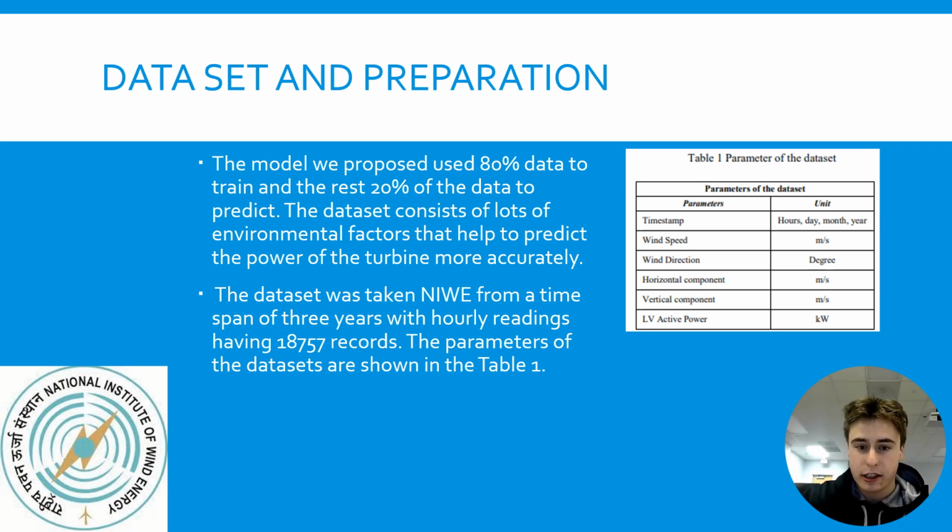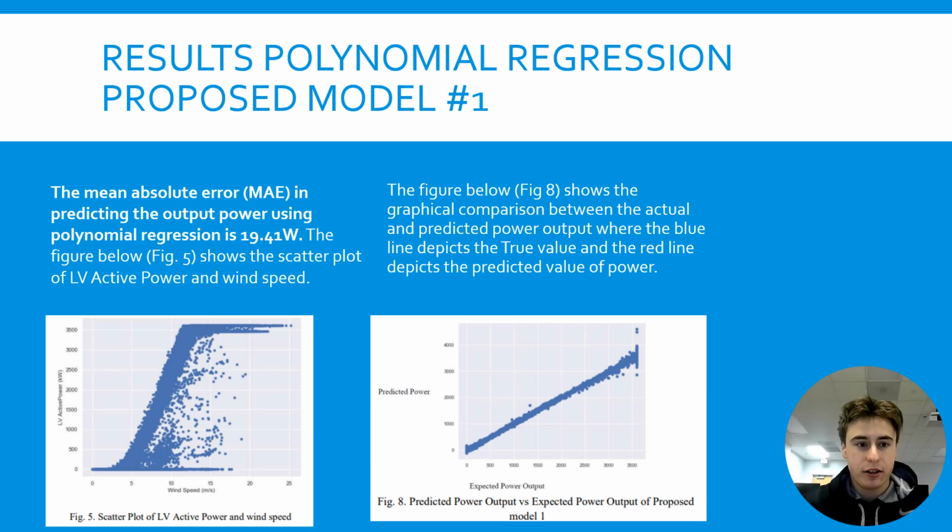And it is important to keep these parameters low in order to control the algorithms. So we'll go into the results of the first baseline model, and that was the polynomial regression, and this is the proposed model 1. On the left-hand side, the figure below shows the scatter plot of the LV active power and the wind speed, two of the parameters in the data set.